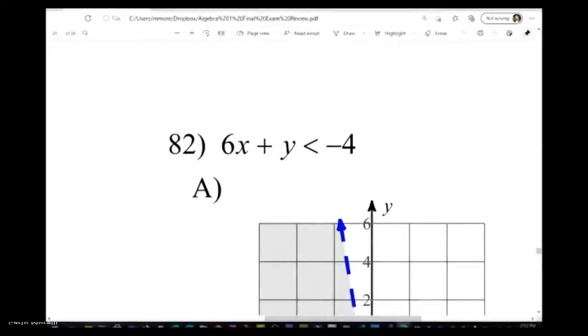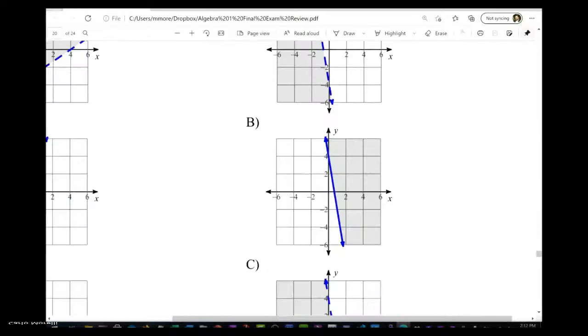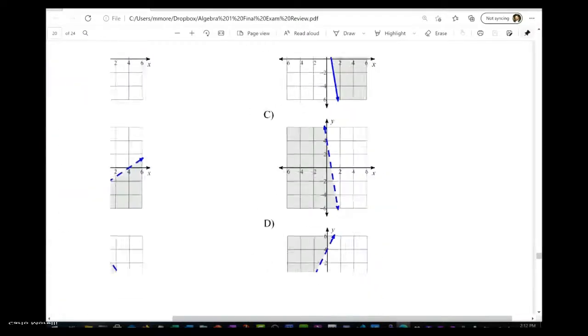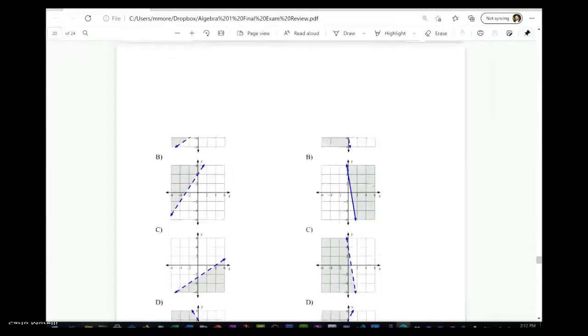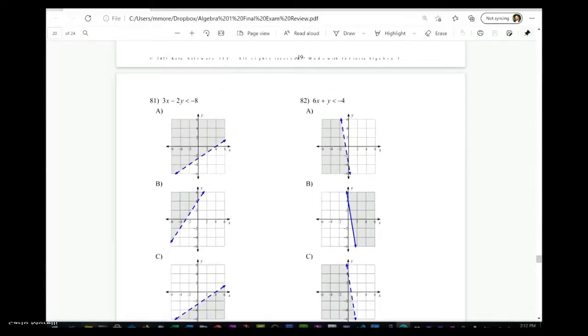I don't doubt you for a second. C's crossing at positive 4. So A, yeah. Good.